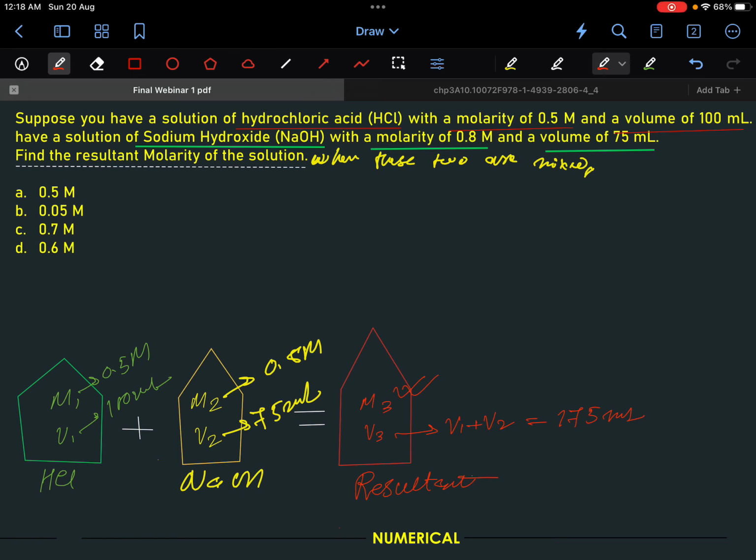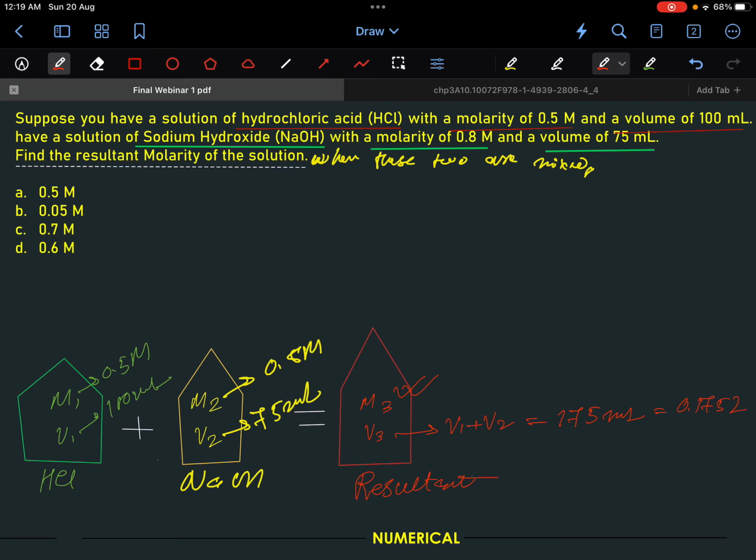Now we have to find molarity, and from the formula we know that molarity is the number of moles of the solute per liter of solution. So we have to convert this into liters. Simply divide by 1000, and what comes is 0.175 liter. This is the total volume. Now the concept is that the number of molecules remains the same.